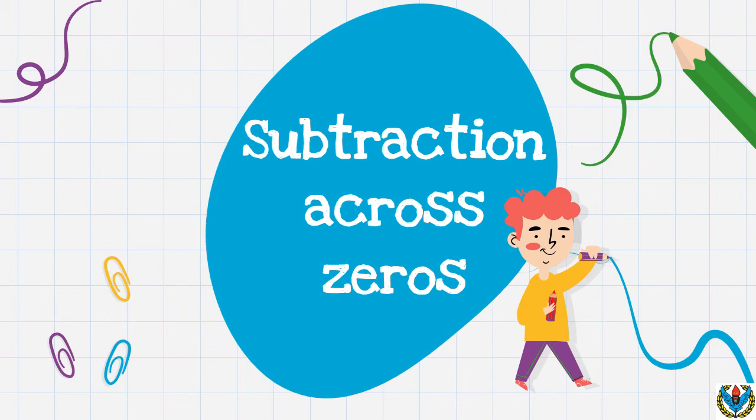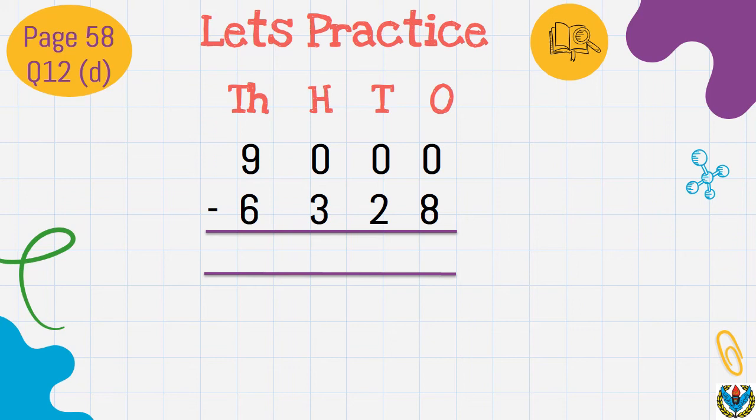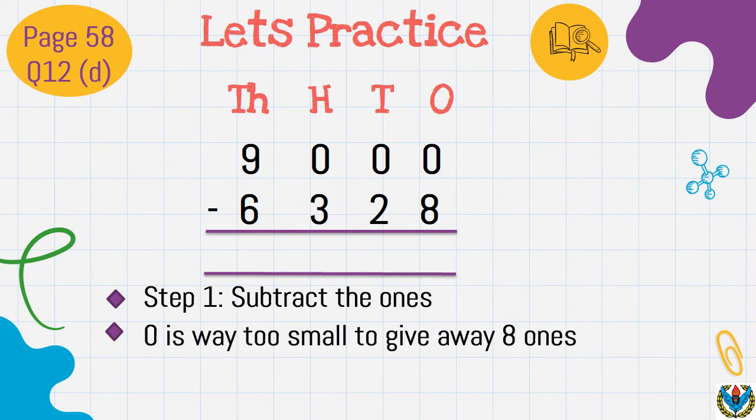Let's move on to the next topic, that is subtraction across zeros. To revise the concept of subtraction across zeros, we solve question number 12 part D, that is on page 58 here. In this question, 6,328 is subtracted from 9,000. The first step is subtract the ones. 0 is way too small to give away 8 ones and you cannot subtract it. When the top number is smaller than the bottom number, we borrow one number from the left.